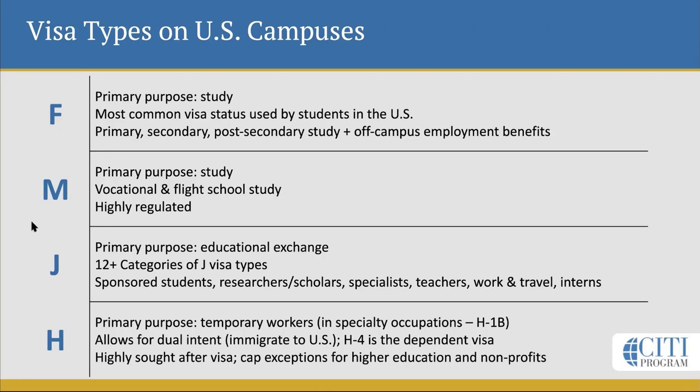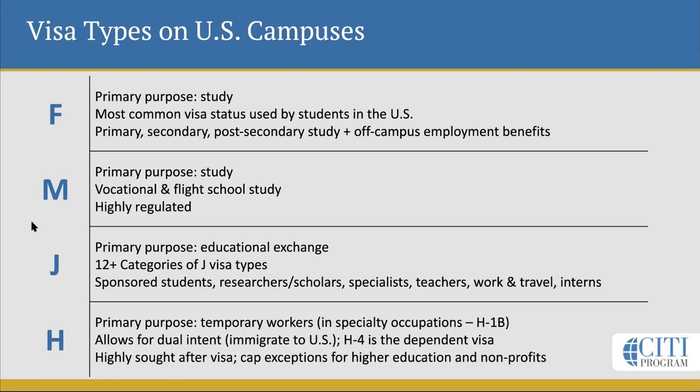Although M1 visa holders also have the primary purpose of studying, they are far less common than F1 visas. M1 visas are issued for students participating in technical, vocational, and flight training programs. The M1 visa offers less flexibility and is more regulated than the F1 visa, so whenever possible, institutions prefer to enroll students on F1 visas. However, all flight training programs may only use the M1 visa type.